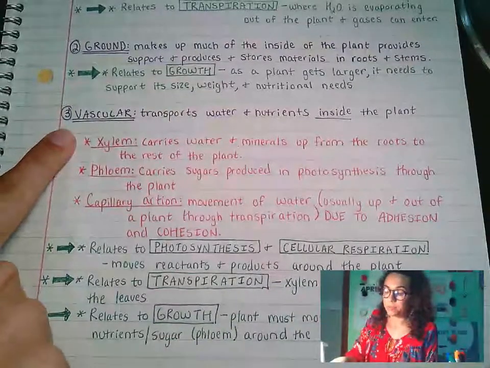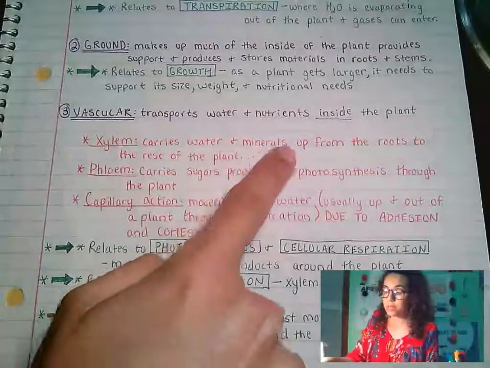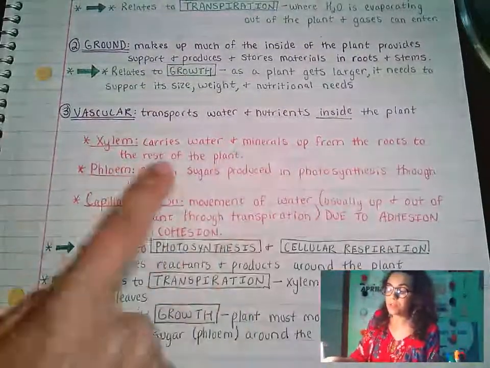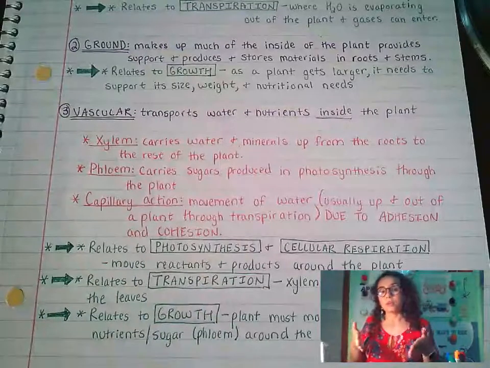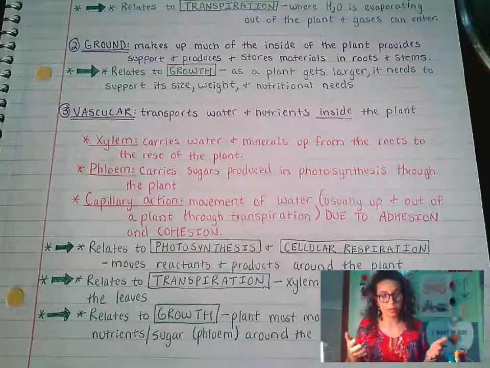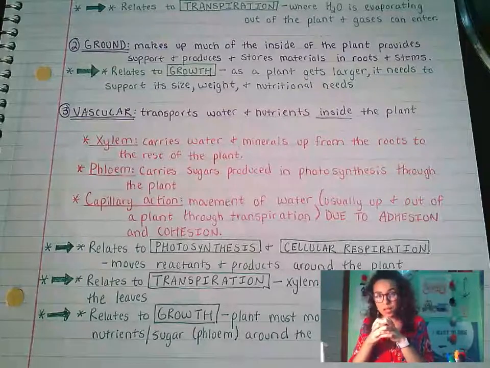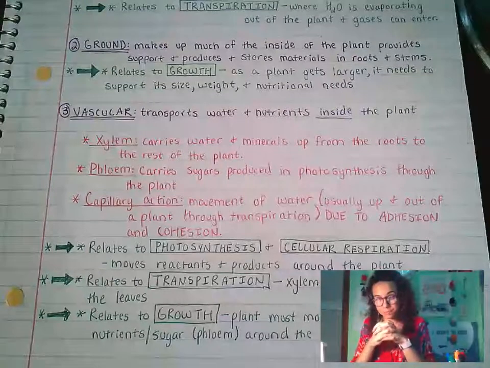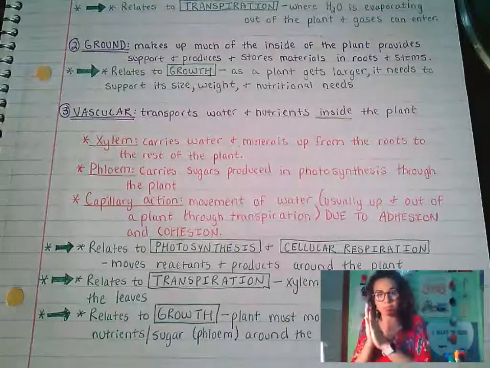So the xylem carries water and minerals up from the roots to the rest of the plant. Remember, we talked about this action happens due to the properties of water, both cohesion and adhesion. Remember, cohesion, they're working together. Water molecules are sticking together, whereas adhesion, think of it as an adhesive or glue. It's going to stick to something else.